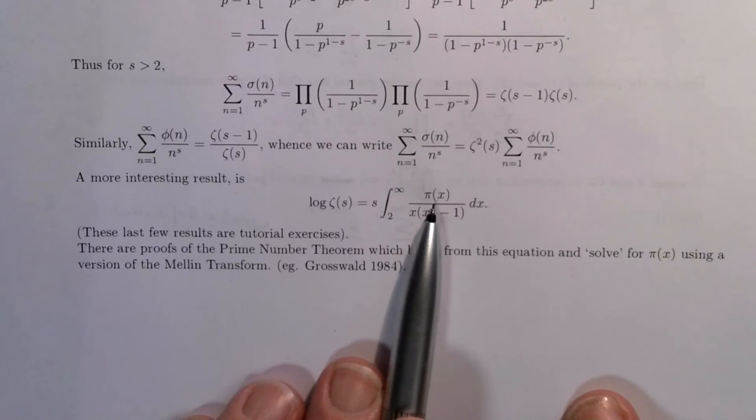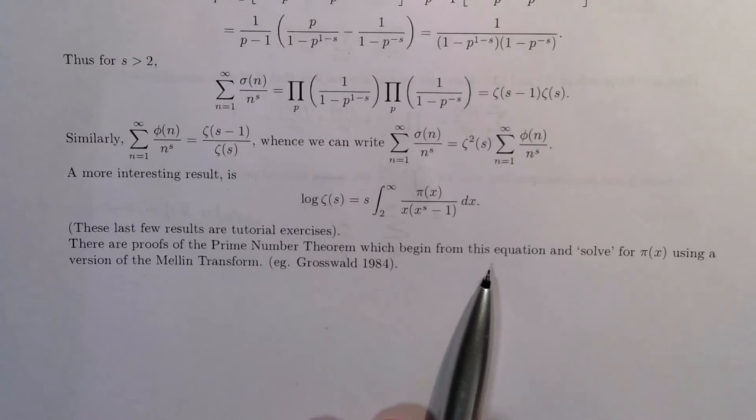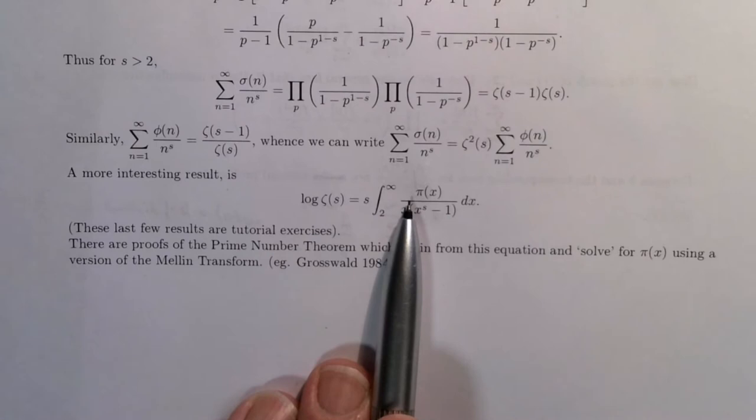And indeed, there are proofs of the prime number theorem which begin with this equation. And then the idea is to try and solve this equation here for pi of x using Mellin transforms. This was the approach taken by Grosswald in 1984, for example.